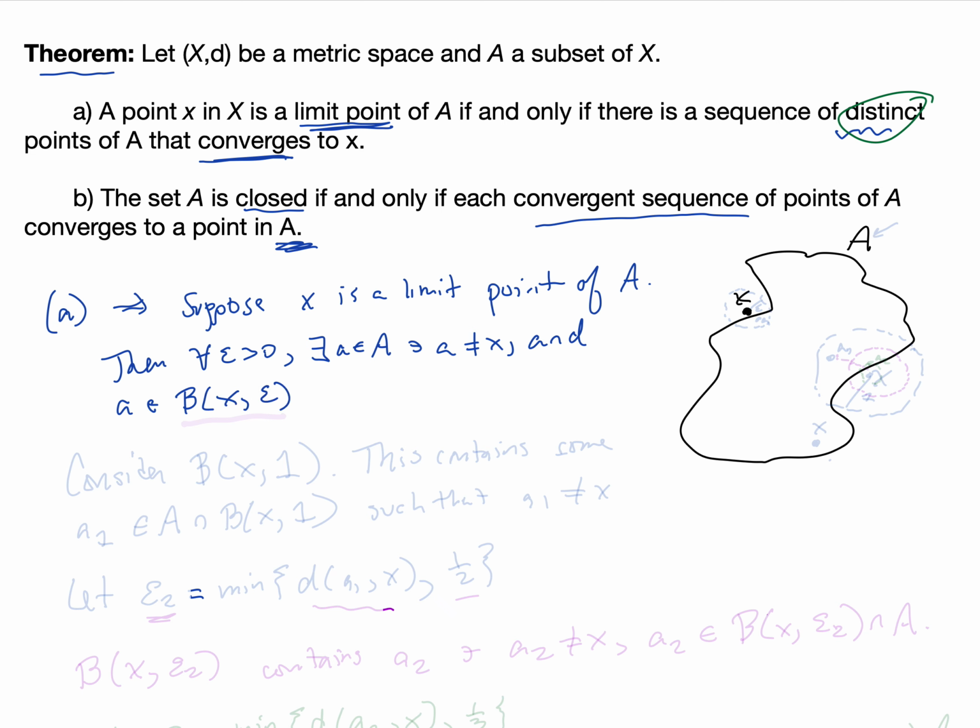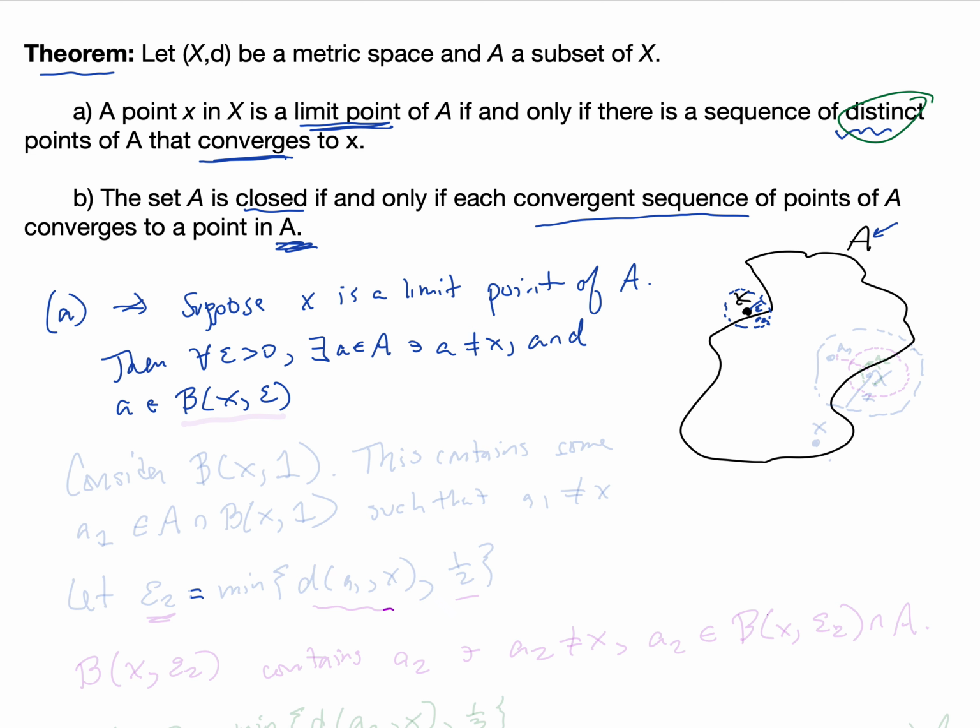So in other words, for any epsilon greater than 0, so there's our epsilon, there must be some point A other than the point X itself such that A is an element of A and A is in that ball centered at X of radius epsilon. In other words, the distance between A and X is less than epsilon.